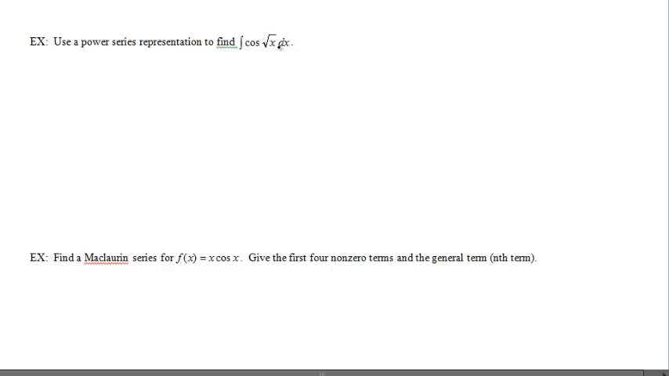Nothing we've learned in BC Cal is going to help us find this antiderivative other than knowing that we can integrate the terms of a power series. So pretty interesting. Yeah, let's replace cosine of square root of x with a few terms and integrate it. Okay, so from the previous example, I know what a few of these terms are.